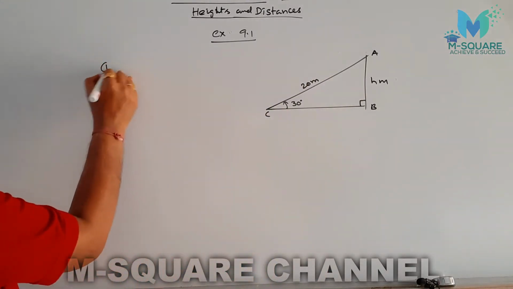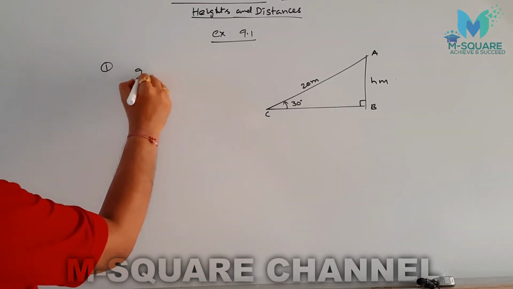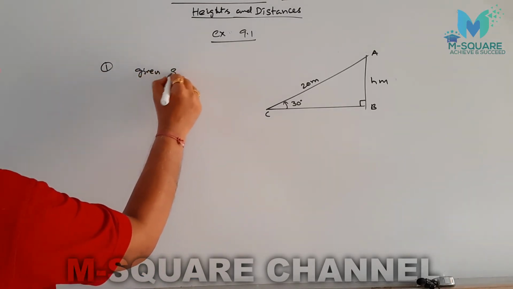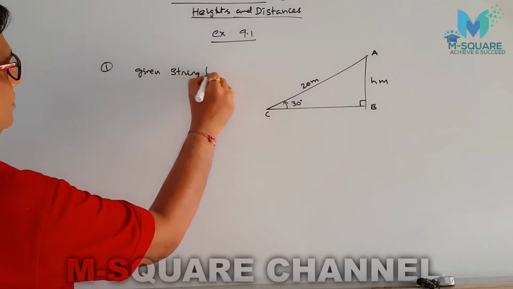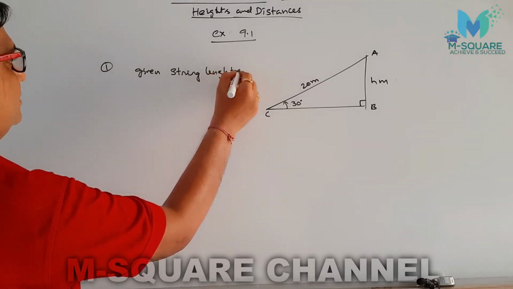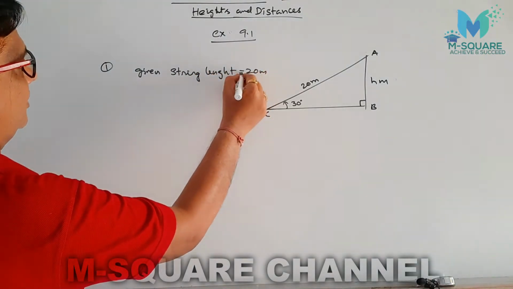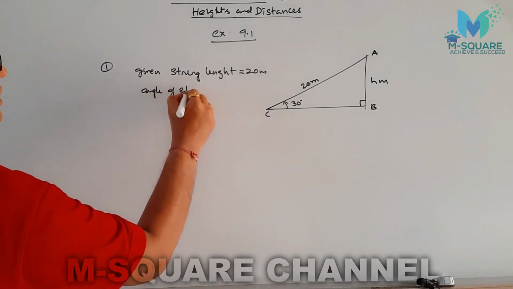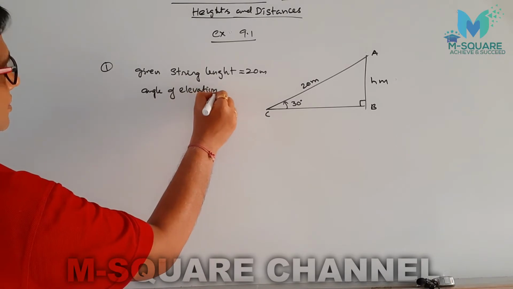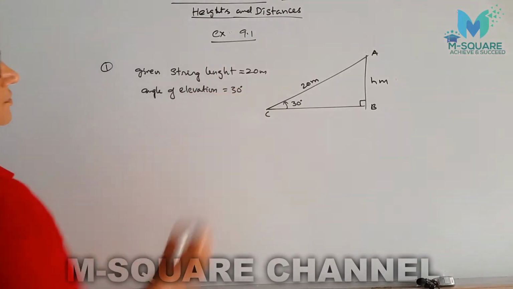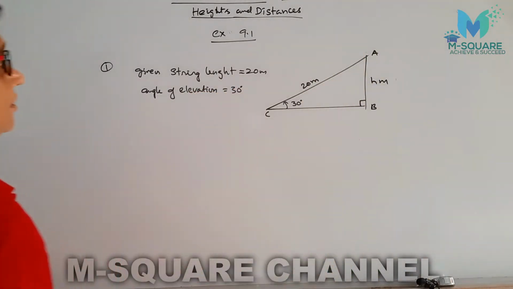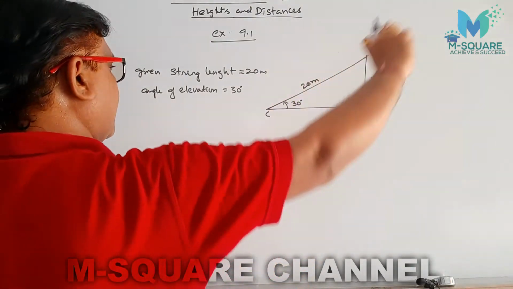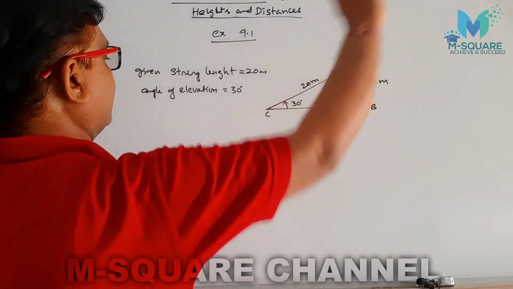Now, given string length equal to 20 meters. Next, angle of elevation equal to 30 degrees. Angle of elevation means he is seeing upward from the point of view. So he is climbing the rope like this.